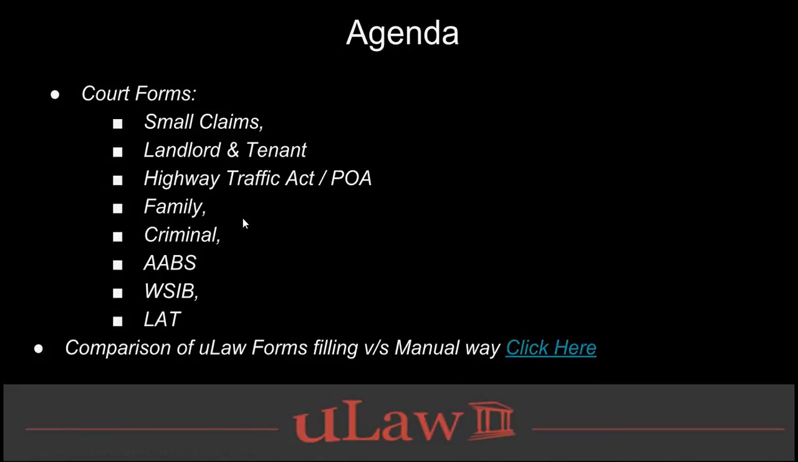So what are these court forms? What silos do we focus on, and what is the roadmap going forward? Starting with small claims, landlord and tenant, POA or Highway Traffic Act or HTA, which continue on to some of the newer forms that we've added under the silos of family law, criminal, accident benefits, WSIB, tribunal forms. That's one of our newer forms. And we also do accident benefits in terms of SABs as well, which is one of our latest additions to our silo of court form automation.